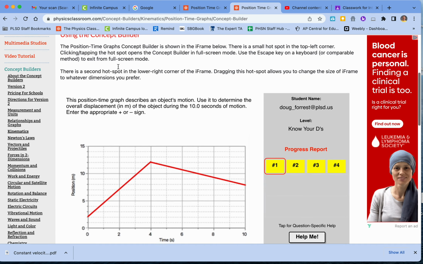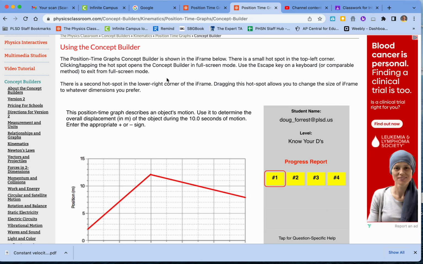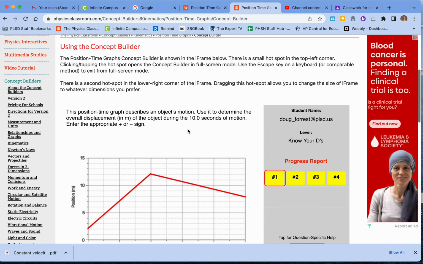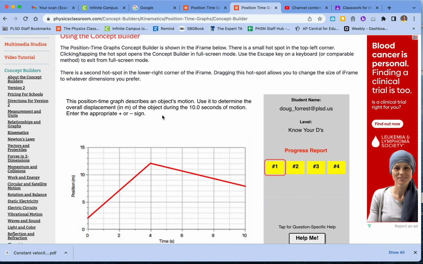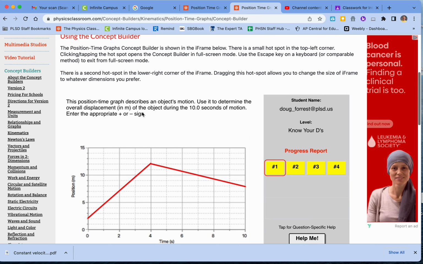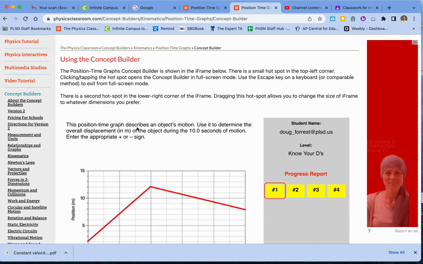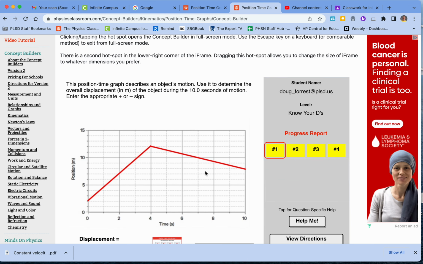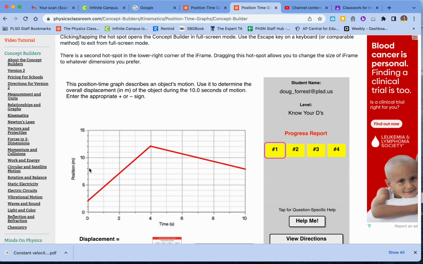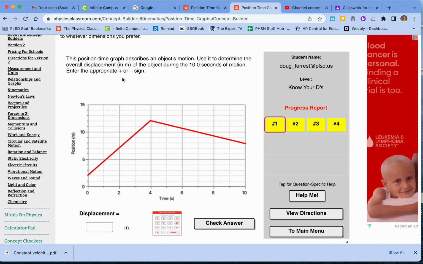So this says position time graph, concept builders below. Position time graph describes an object's motion. Use it to find the displacement in meters of the object during the 10 seconds of motion. These can ask you to figure out displacement or distance. So in this case, displacement is final position minus initial position. Here my final position is at 8 meters. My initial position is at 2 meters. So my displacement would be final minus initial. That's 8 minus 2. That'd be plus 6 meters.